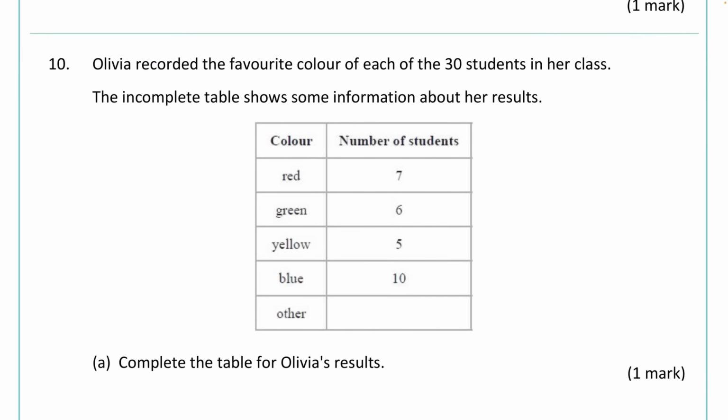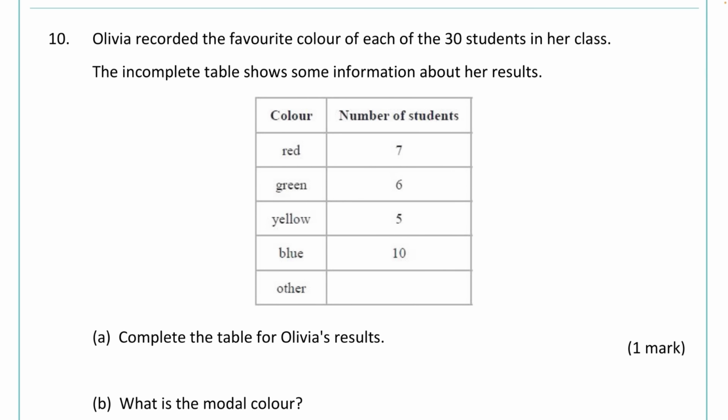So our next question says, Olivia recorded the favourite colour of each of the 30 students in her class. The incomplete table shows some information about her results. So we have 4 of them that are completed, and we have this other section down the bottom which is incomplete. Part A says, complete the table for Olivia's results. Well, in order to figure out the missing number, we need to know how many are in these 4 boxes here, so we need to add those together.